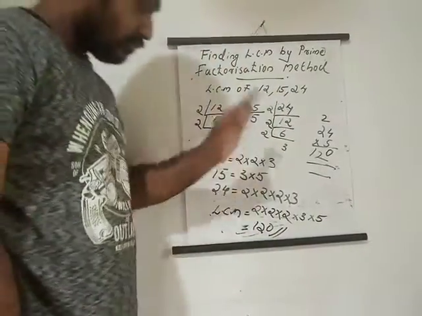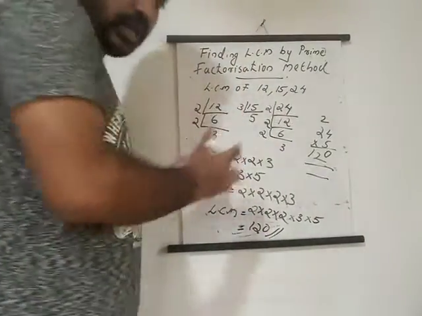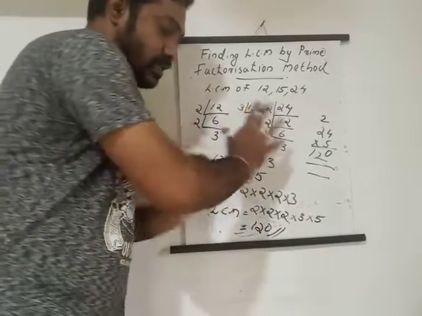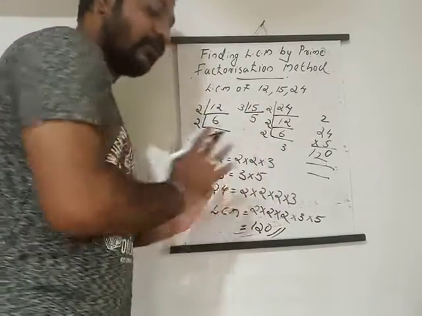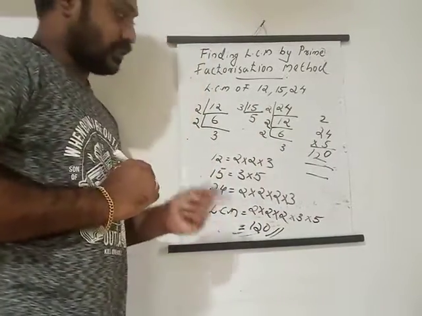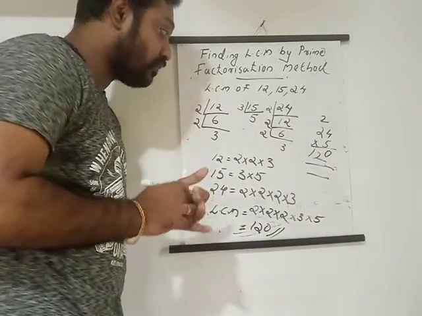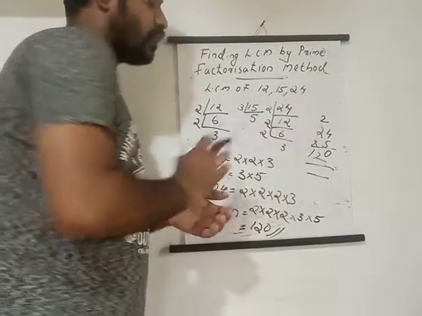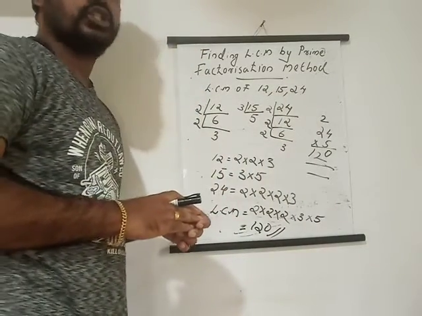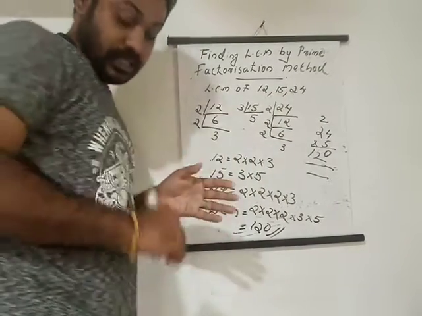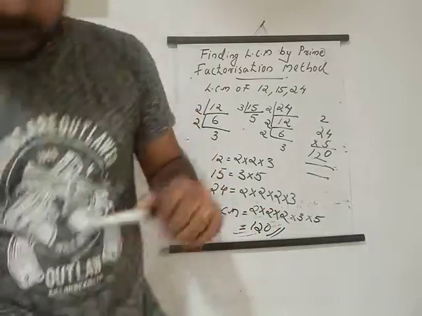Got it? I will give one more example, then you will understand more. What I said, you have to follow, and you will get the LCM of these numbers. So the least common multiple of 12, 15 and 24 is 120. That is the first question. So I am explaining one more.